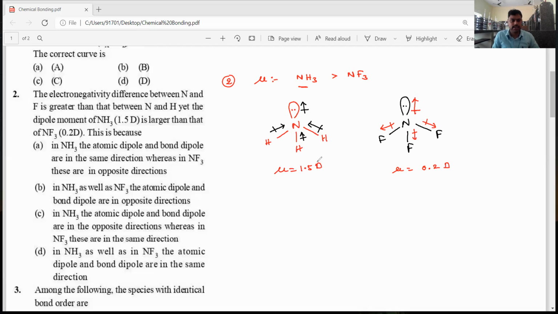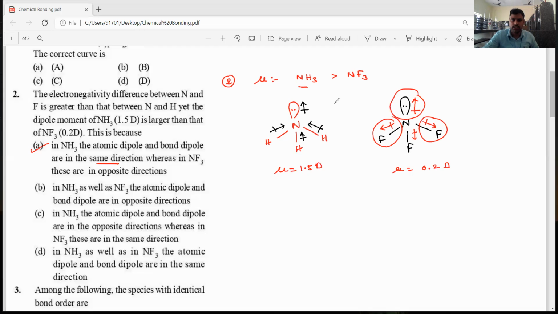Okay, students, the reason is in NH3, the atomic dipole and bond dipoles are in the same direction, whereas in NF3 they are in the opposite direction, because this atomic dipole is in the upward direction and the remaining bond moments are in the downward direction. Then the resultant will be cancelled with each other somewhat, but mu is not equal to 0, the dipole moment value is a little bit decreased when compared to ammonia. Okay, students, so the answer is the first option. This kind of question is very, very important.